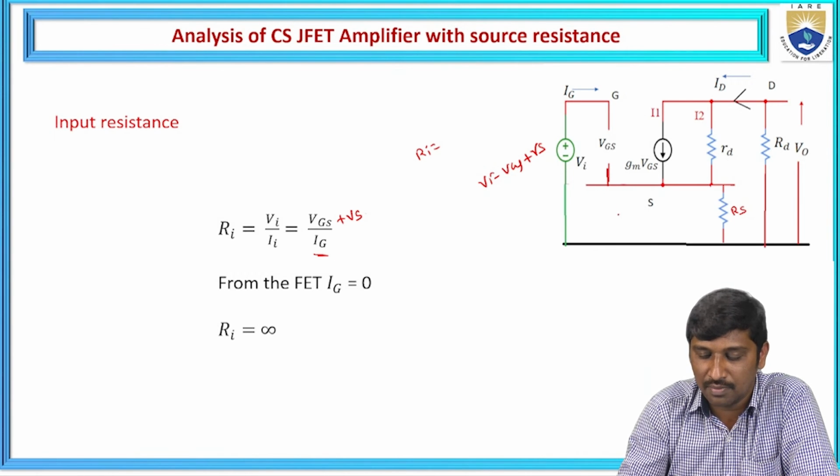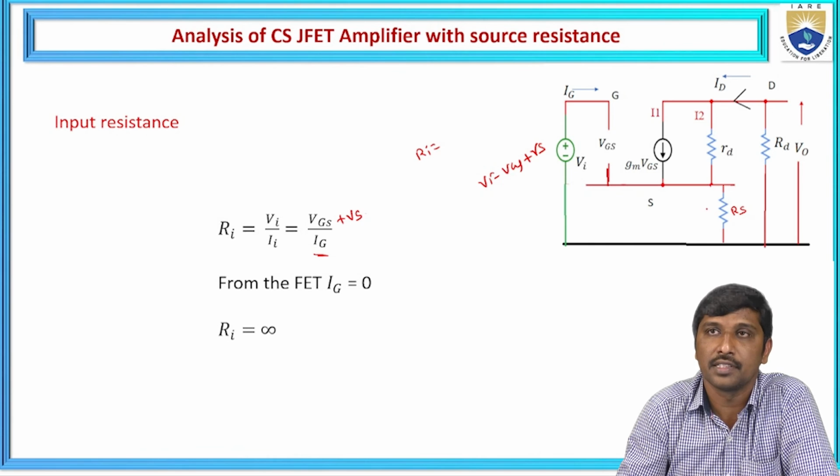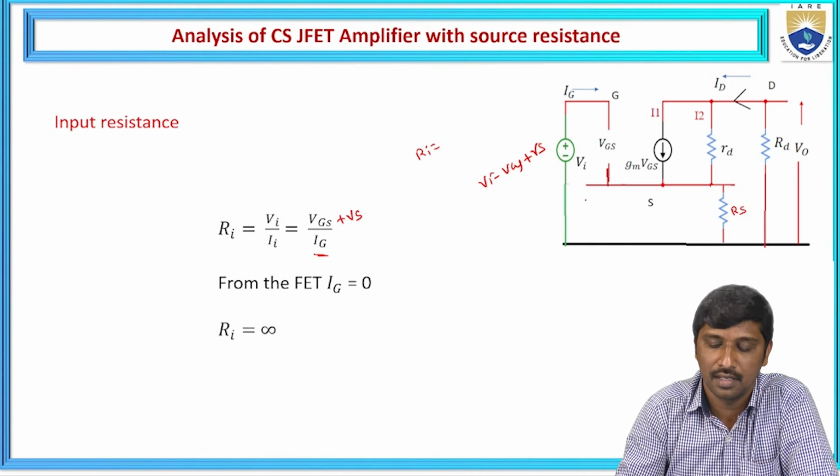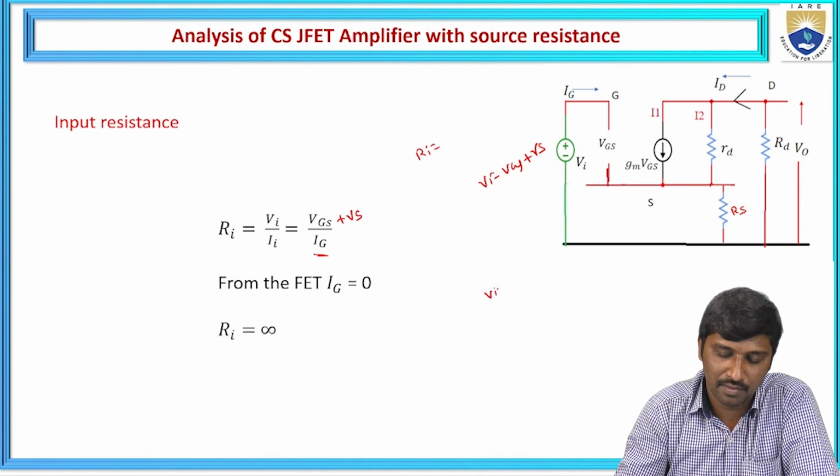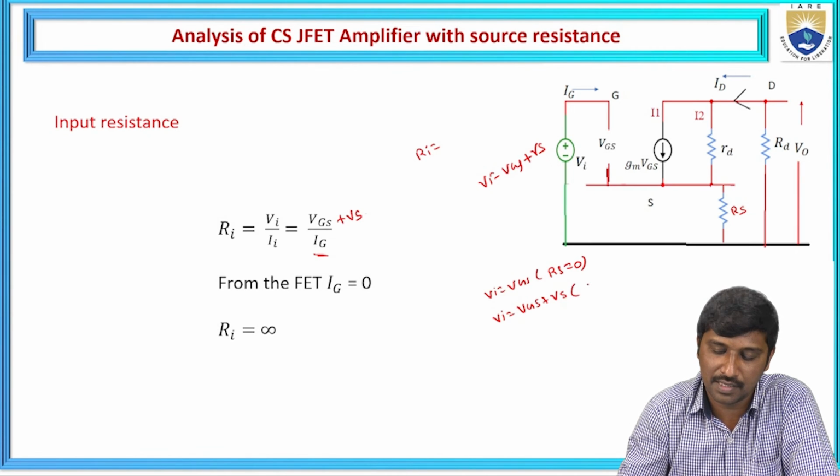Why? Because if you do not consider the source resistance, the input voltage is represented as only VGS. Vi is equal to VGS if the source resistance is 0, and Vi is equal to VGS plus Vs when the source resistance is present.